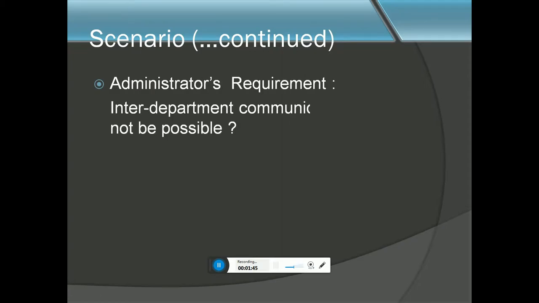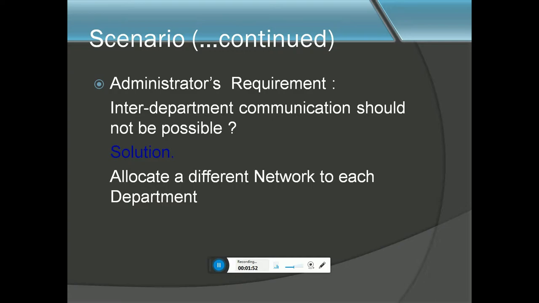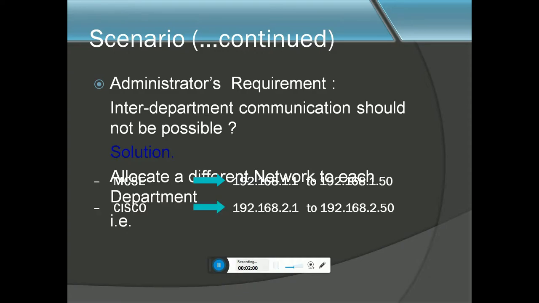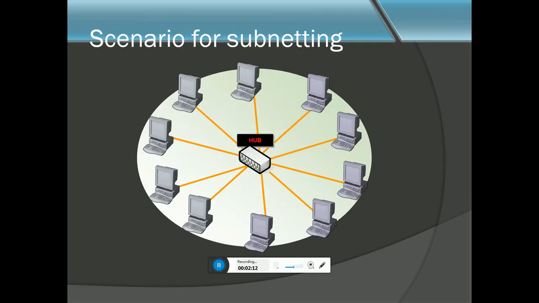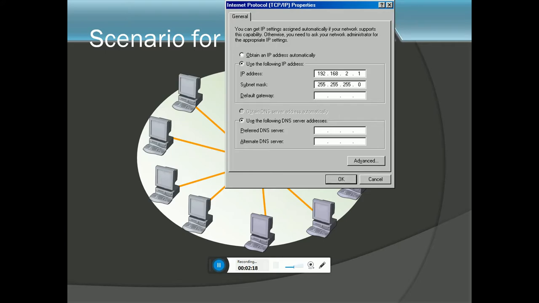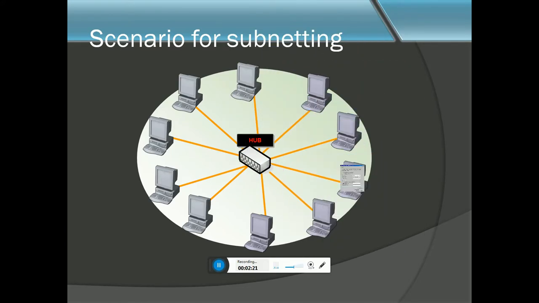Administrative requirement: interdepartment communication should not be possible. Solution: allocate a different network to each department. For example, one department uses 192.168.1.1 to 192.168.1.50, and the Cisco department uses 192.168.2.1 to 192.168.2.50. These are the IP addresses: 1.2, 1.3, 1.4, 1.10, 2.1, 2.3, 2.4, 2.5, 2.6, 2.7.